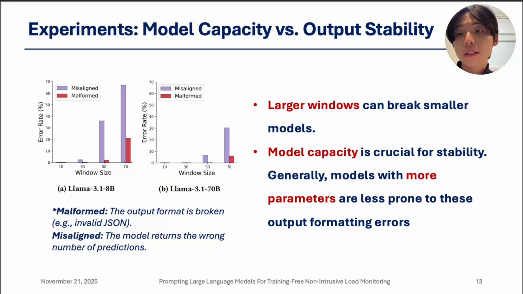And we also look at the output stability. This is very practical. When you push a small model with a large window, two things often happen. The first is the number of predictions doesn't match the input length. We call it misaligned. The second one is the JSON format is simply broken. So that's malformed. That's very bad. So larger models are much more robust under the same settings.